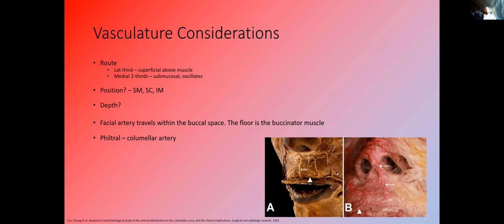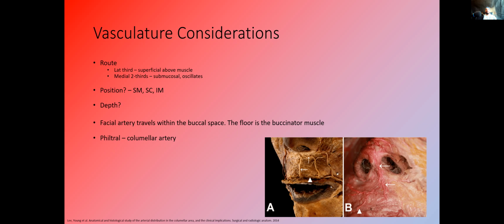And then we need to consider the position, because it does vary. Is the artery submuscular? Is it submucosal? Is it subcutaneous, or is it intramuscular? And then what depth is it? Are the arteries 2 millimeters deep, 3 millimeters, 4, 6, 9? Just being aware of these is going to improve your practice and make you a safer practitioner. But at the end of the day, unless you have a fancy scanner, you can never guarantee anything.